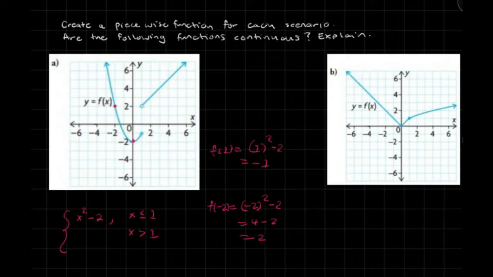So we actually have that point, 1 and -1, right? But f of 1 here should not equal 2. Okay, so f of 1 should not equal 2. So you can already tell that because we have a break in this function, this is not continuous. I still need to create an equation for the other function.